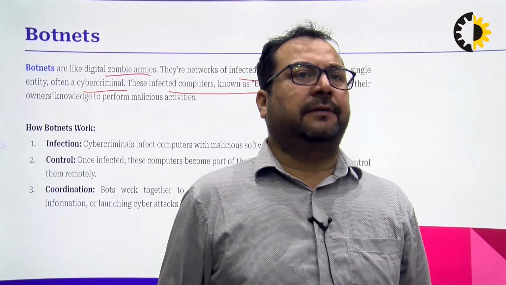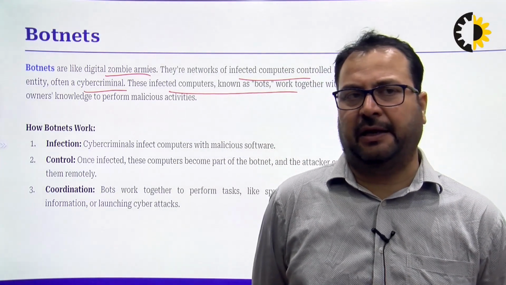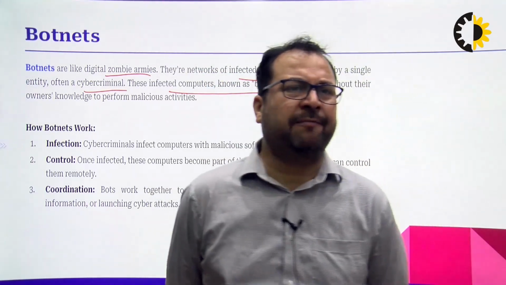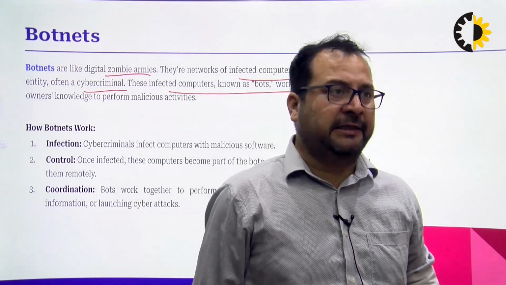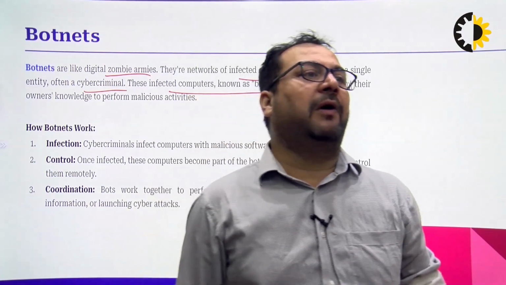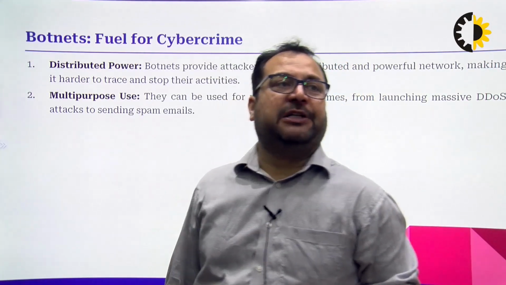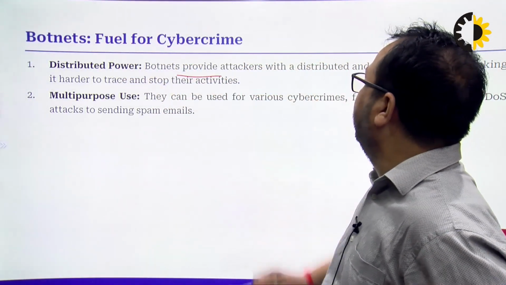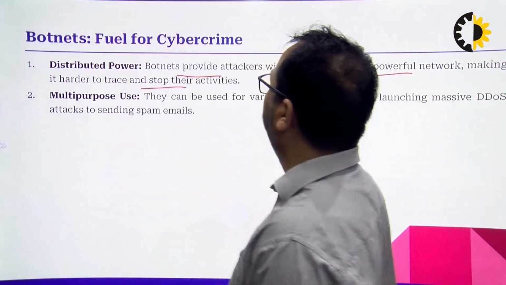So botnets are basically networks of infected computers, and using these, malware could be spread, viruses could be spread, and your system could come under the control of these systems. So how does a botnet work: infection, control, and coordination. Distributed power and multi-purpose use are the fuel of cybercrime. Botnets provide attackers with a distributed and powerful network, making it harder to trace and stop their activity.